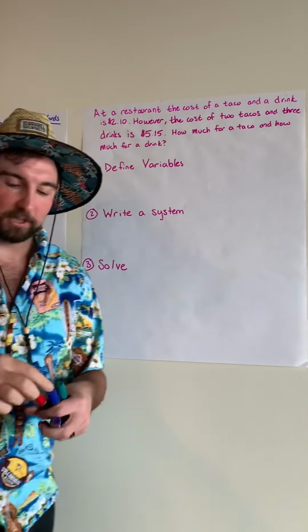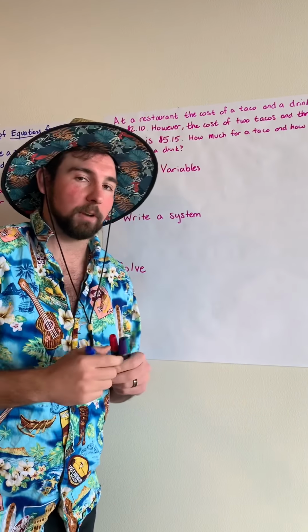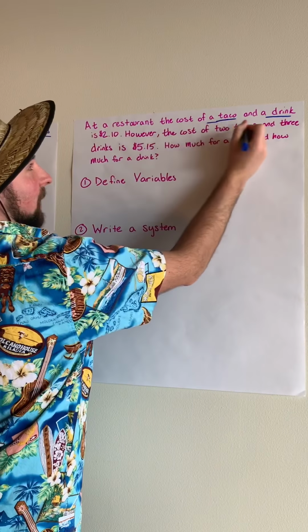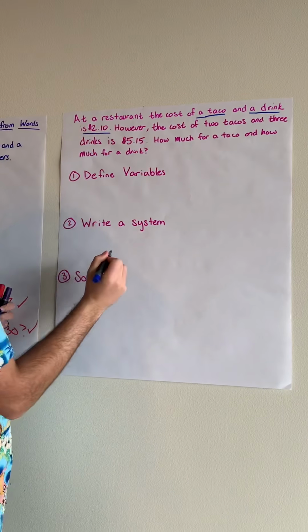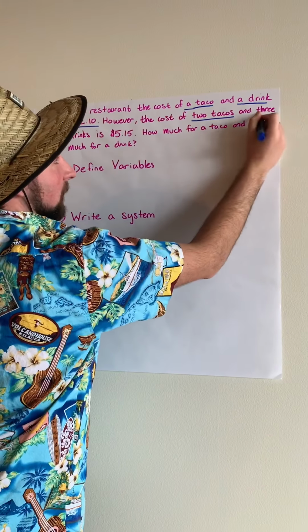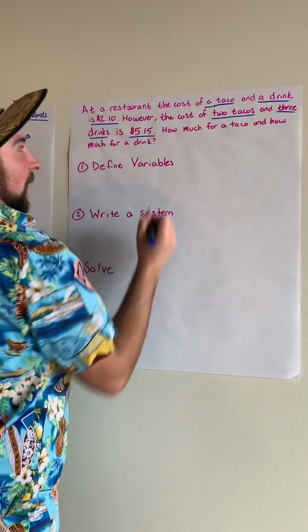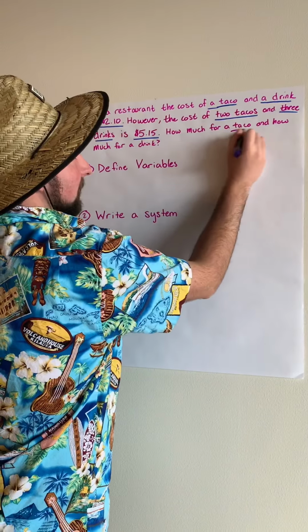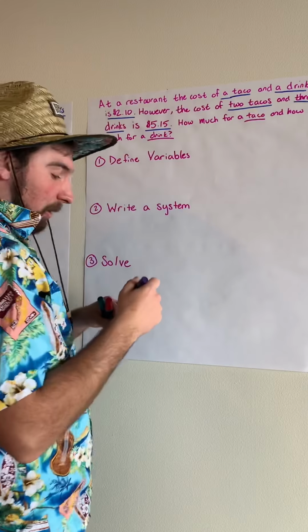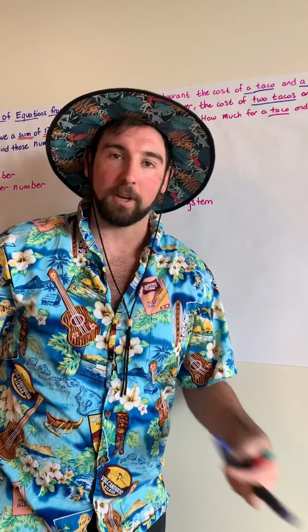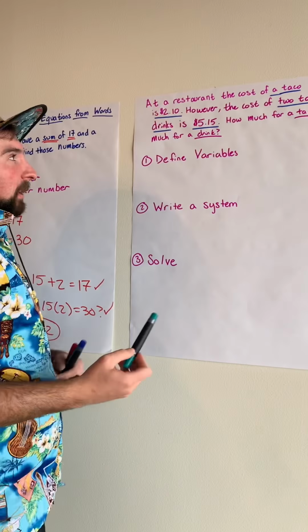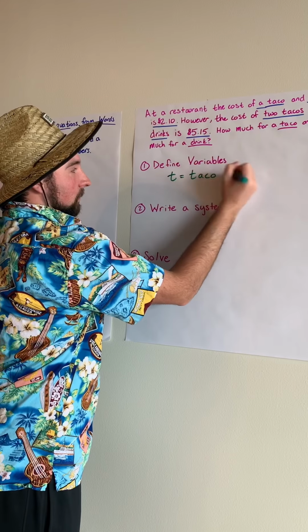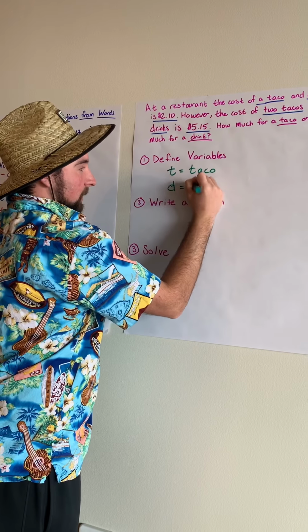All right, much easier. First, we got to go through and we got to find all of our important information. Well, I think it's important that we're ordering a taco and a drink, and the cost is $2.10. Also, if we have 2 tacos and 3 drinks, it's $5.15. It also is worth noting that we are asking for the price of a taco and the price of a drink. So those are my variables because they're my unknowns. I don't know them, so I gotta figure them out. So we're gonna define those. I'm gonna do T for taco and D for drinks.